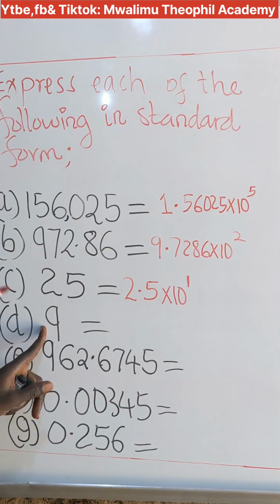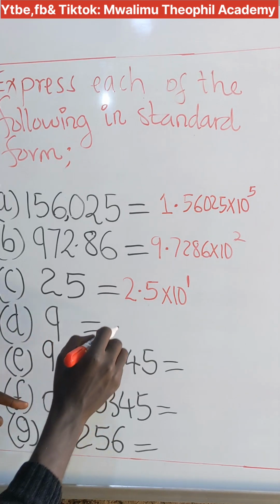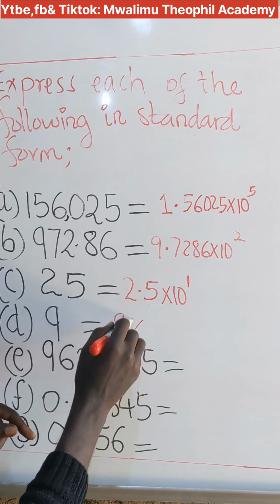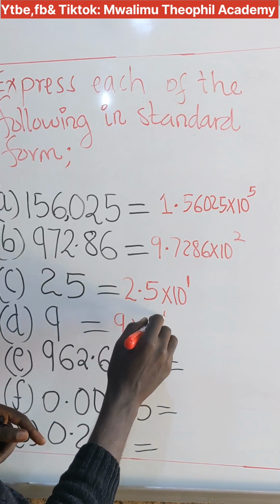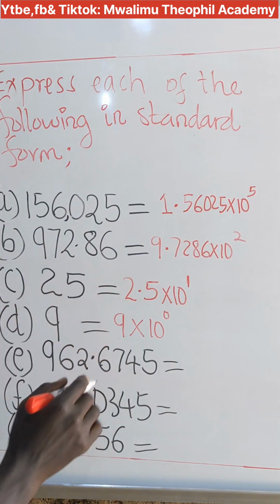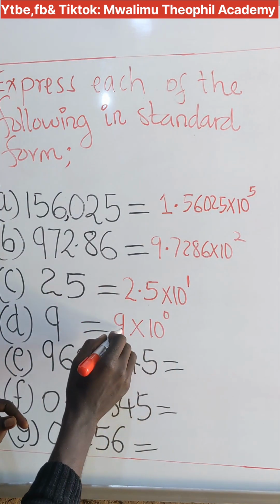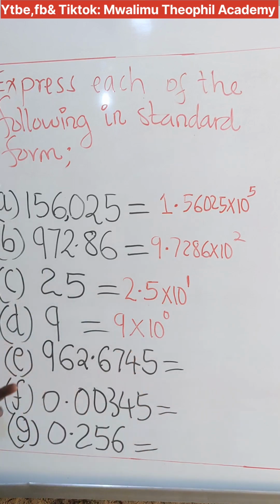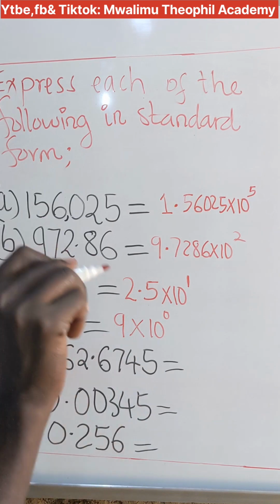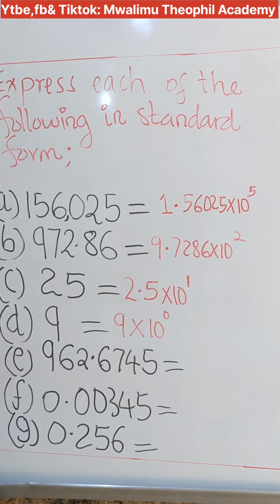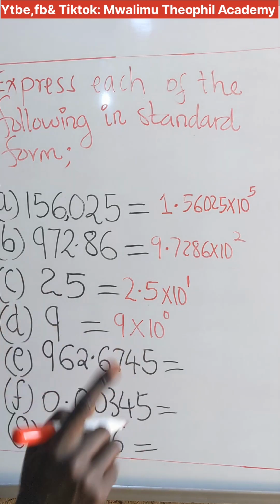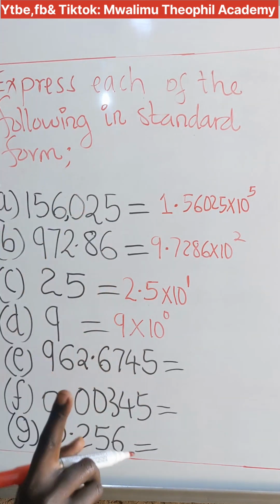In the fourth one, we are given a single digit. When you are given a single digit, just write that single digit. It is, as usual, 9 multiplied by 10 raised to exponent 0. As any value raised to exponent 0 is 1, it is the same as taking 9 times 1, which is 9. So when you have a single digit, just take that digit and multiply by 10 raised to 0. It has the same meaning as taking that digit multiplied by 1, since 10 raised to 0 is equal to 1.